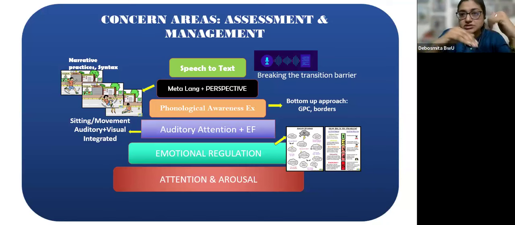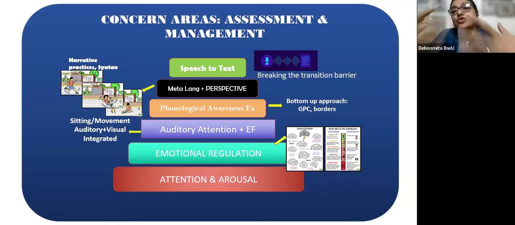Understanding that after the thoughts, it is the internalization and privatization of thoughts after which the sentences are generated, and I have complete control over the sentences which I'm generating. So this is how our management pattern would look like after assessment.